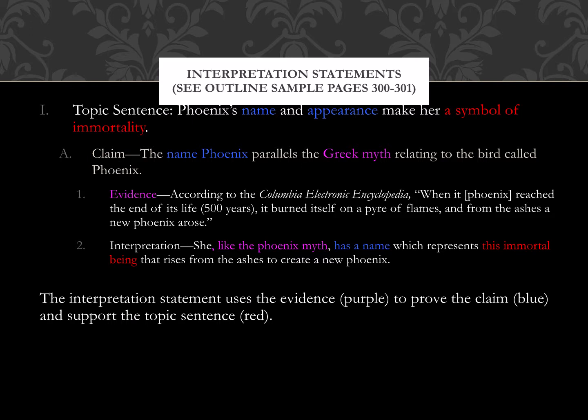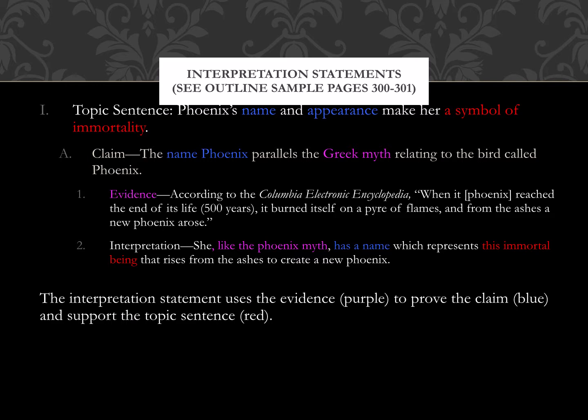So the name Phoenix Jackson parallels the Greek myth relating to the bird called Phoenix. Then you have an encyclopedia discussion of what happens to a phoenix. That's your evidence. And your interpretation: she, like the Phoenix myth, has a name which represents this immortal being that rises from the ashes to create a new phoenix. So within that one statement, I have reference to the evidence, like the Phoenix myth, reference to your claim, has a name, and reference back to your thesis or back to your topic, the symbol of immortality. That one sentence brings together all 3 parts for your reader to have a very, very clear understanding of what you're arguing and how you're supporting it.